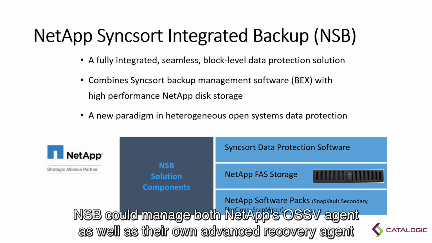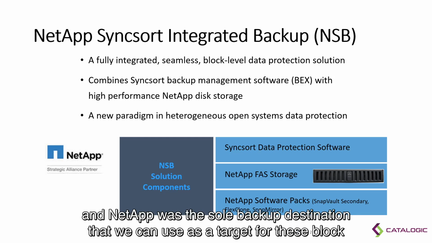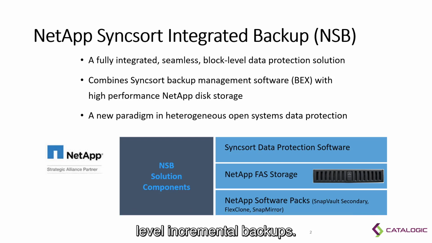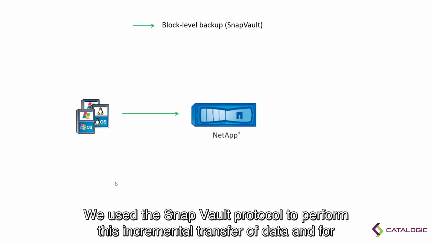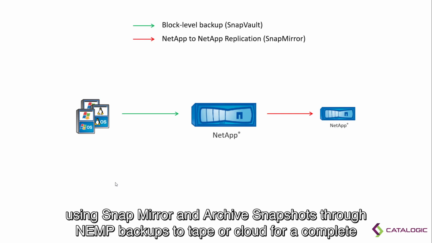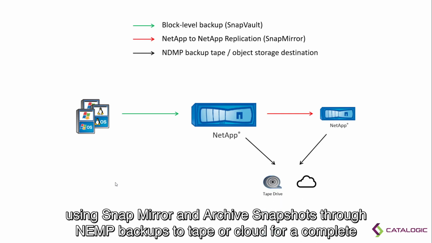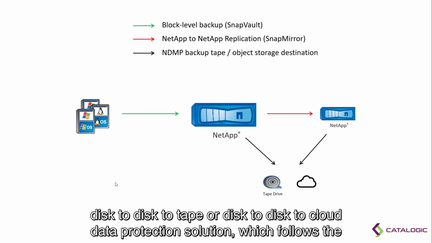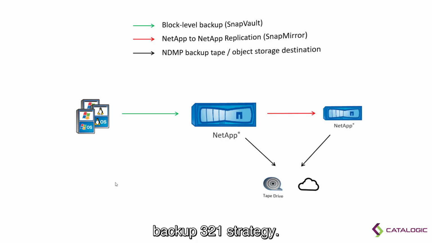NSB can manage both NetApp's OSSV agent as well as their own advanced recovery agent, and NetApp was the sole backup destination that we can use as a target for these block level incremental backups. We use the SnapVault protocol to perform this incremental transfer of data, and for disaster recovery purposes, users were able to replicate that data between NetApp appliances using SnapMirror and archive snapshots through NDMP backups to tape or cloud for a complete disk to tape or disk to cloud data protection solution, which follows the backup 3-2-1 strategy.